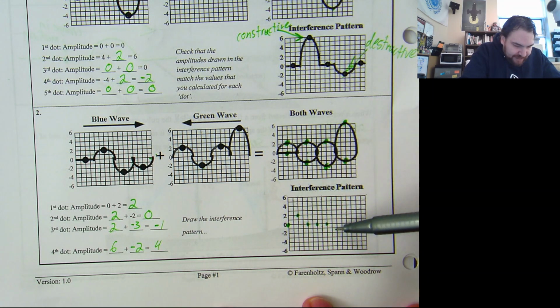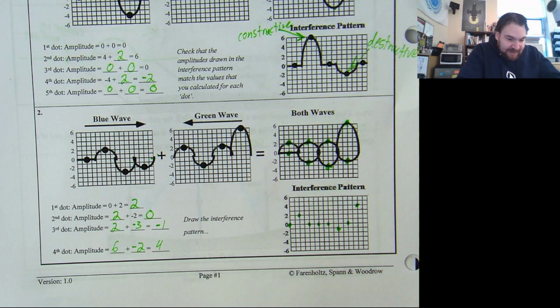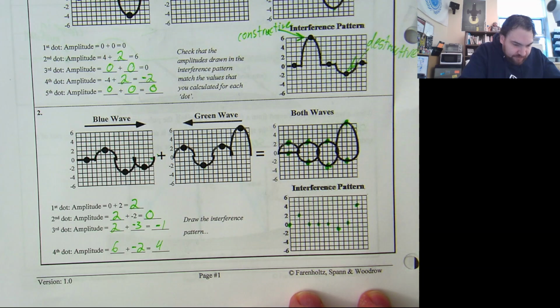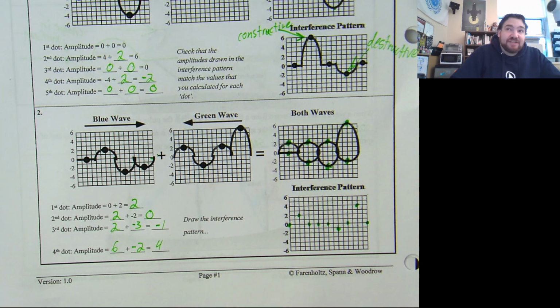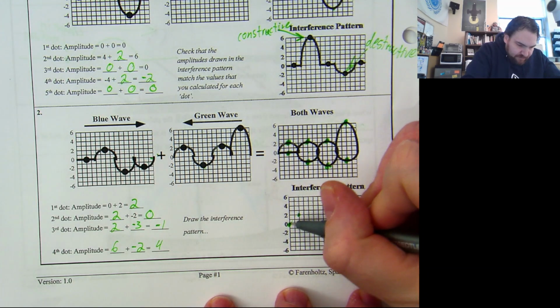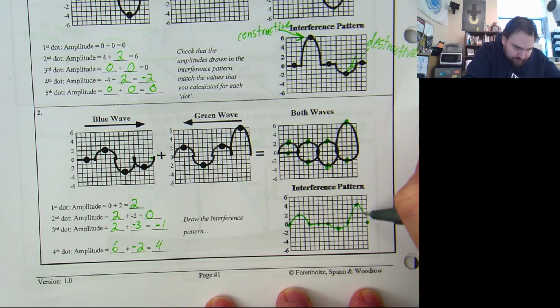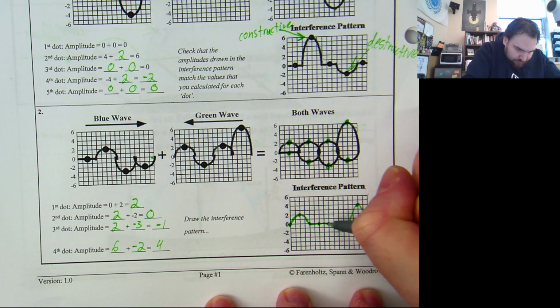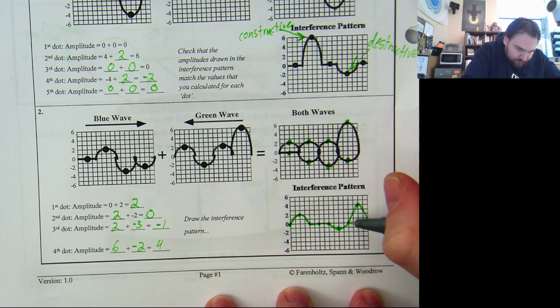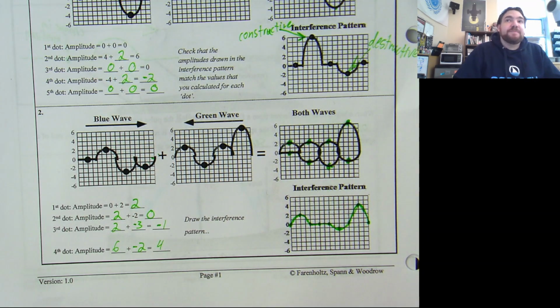Over 2 more dots, we're going to be down at negative 1. Over 2 more dots, we're here again, so back at 0. And then over 2 more dots, this one and this one are going to interfere and put us back at 4. And then at the end, they cross each other at 0 again. So that's the dot pattern. We can go ahead and connect these lines. It's going to look something like this. You're going to get an interference pattern that looks like that.